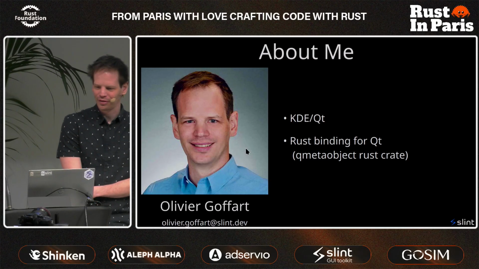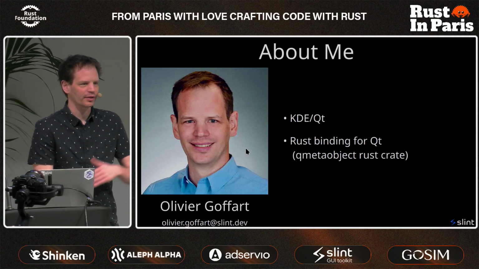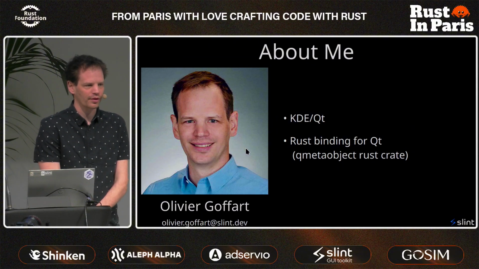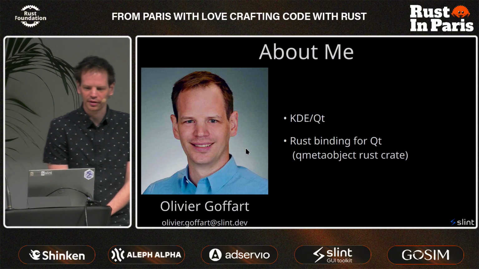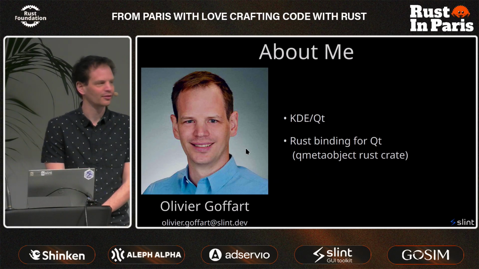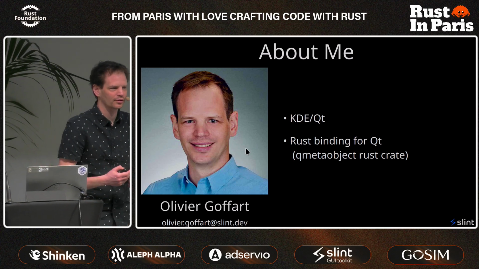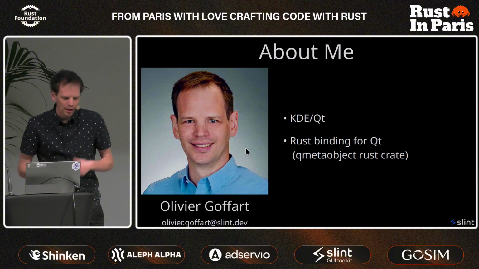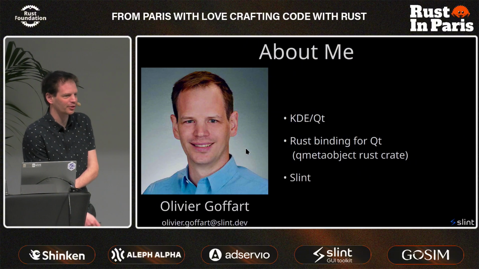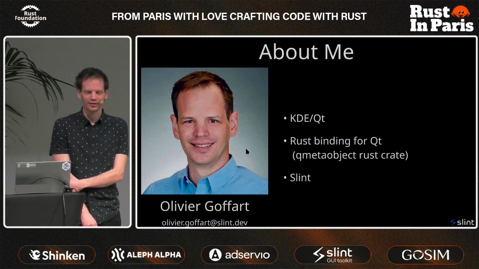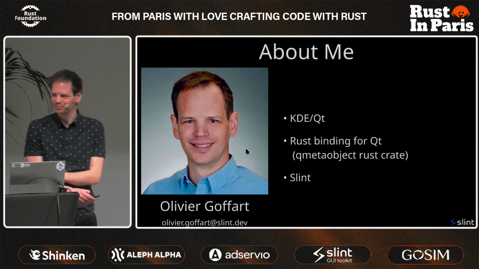Then when Rust came along, I was a bit curious. I thought, what's this new language? It looks very good, so I thought I need to try it out. And one thing I did is to try to integrate QML, so this Qt thing, by making Rust bindings for Qt basically. So that's why I wrote this qmetaobject Rust crate, which is bindings for QML. But then a bit later, I founded Slint, which is a UI toolkit totally written in Rust. More on that later.